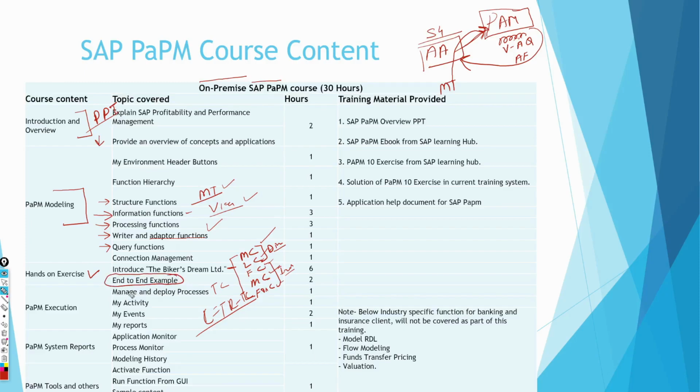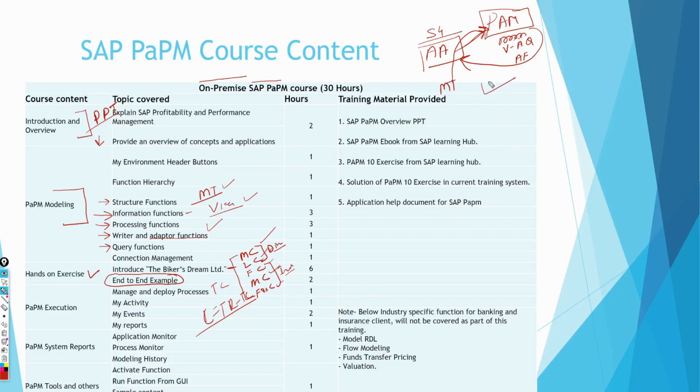When I say end-to-end example, it will be similar to this. In this Bikers Dream Limited example, we have the data from the exercise only, like whatever material cost they provide, we'll use that within PAPM only. So those are the tables that we'll create within PAPM. But in the end-to-end example, I will show you real data from ACID. We'll take some of the cost center line items, and based on that, we will create some rules within PAPM.